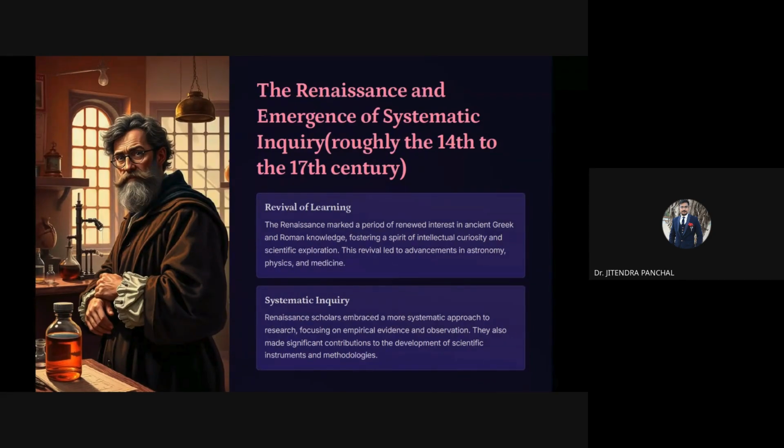So you can understand the Renaissance era based on these examples as well, right? You can search about this on Google. You will be able to find various examples or details of research that happened in that era, right? So consequently, systematic inquiry in research is going on, right? The research scholars from this Renaissance era are more focused on a systematic approach to research, focusing on empirical evidence and observation. They also made significant contributions to the development of scientific instruments and methodologies, right?